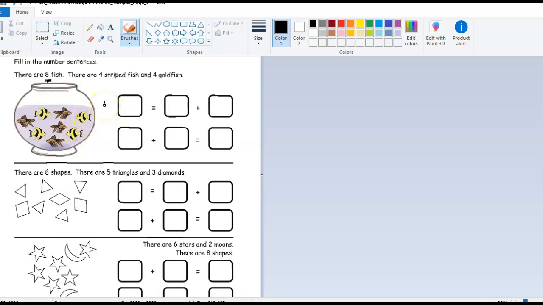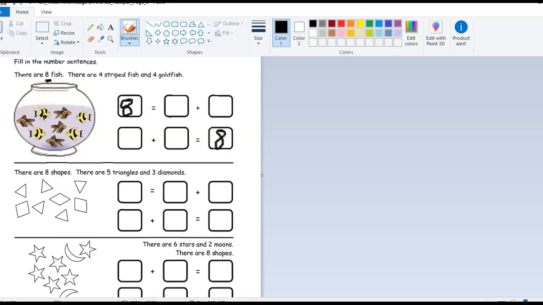So our whole is, yes, our whole is 8. So I'm going to write 8 here, right there in front of the equal sign. And then I'm also going to write 8 here after the equal sign because we know that is our whole. Now we have to find our 2 parts. And remember that the problem said there are 4 striped fish. Let's see how many striped fish we have.